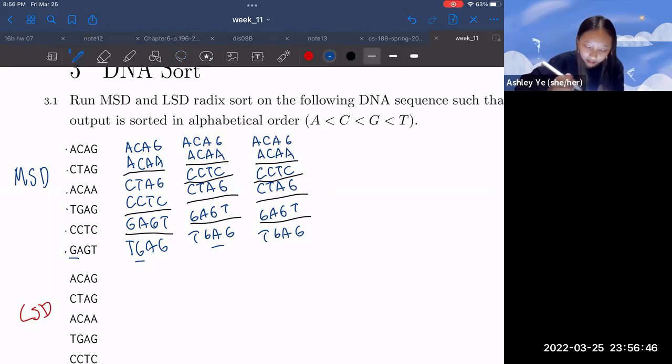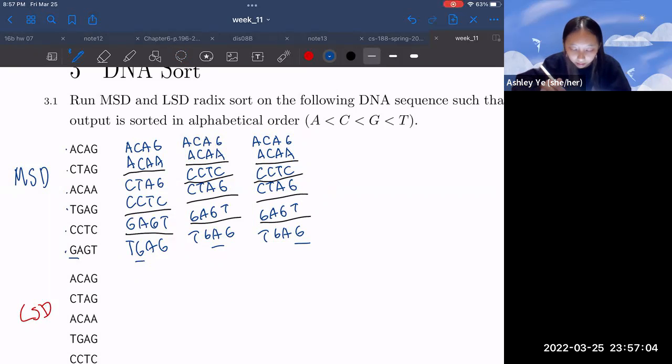So that's what happens after the third iteration. And then we want to move to the fourth iteration, which is looking through the fourth most significant digits place, or essentially the least most significant digit place. So now we want to compare A and G.